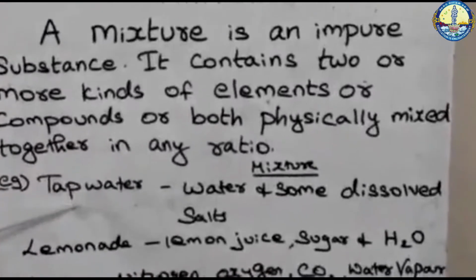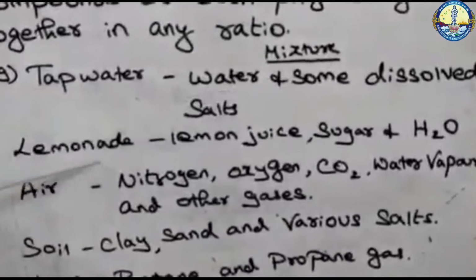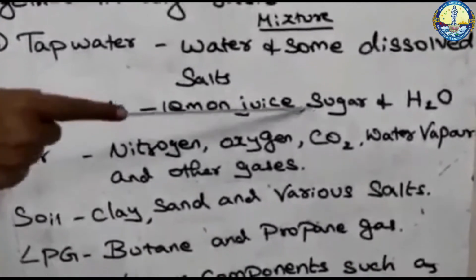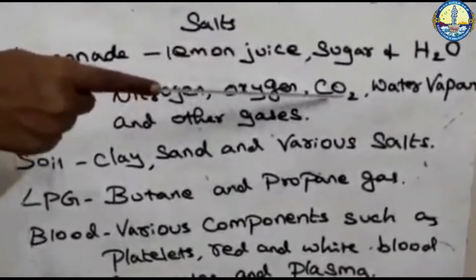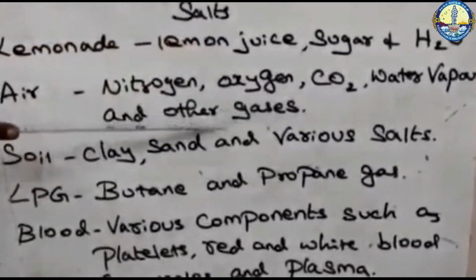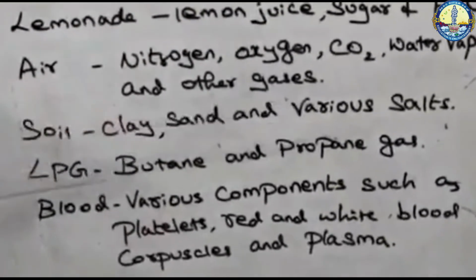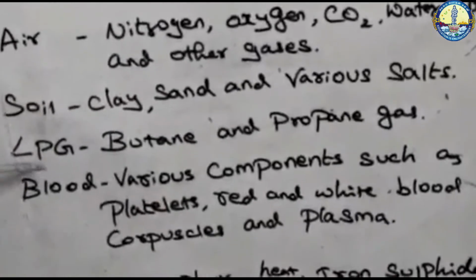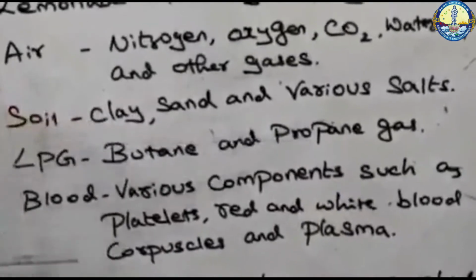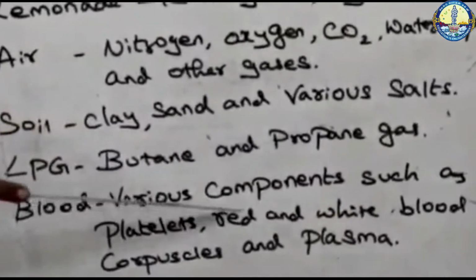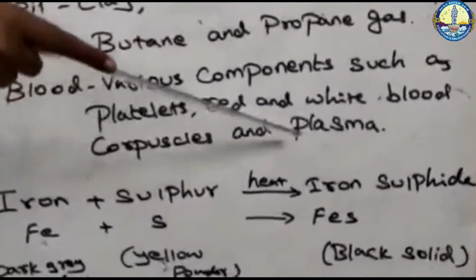Example, tap water. It is a mixture of water and some dissolved salts. Lemonade is a mixture of lemon juice, sugar and water. Air is a mixture of nitrogen, oxygen, carbon dioxide, water vapor and other gases. Soil is a mixture of clay, sand and various salts. LPG, which is nothing but liquefied petroleum gas, is a mixture of butane and propane gas. Blood is a mixture of various components such as platelets, red and white blood corpuscles and plasma.